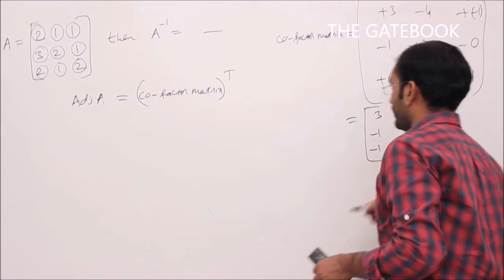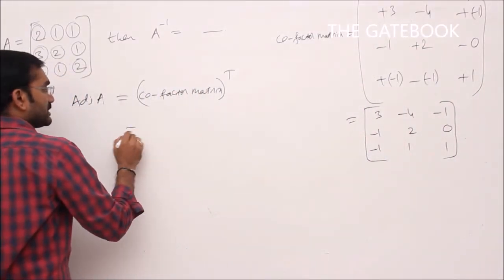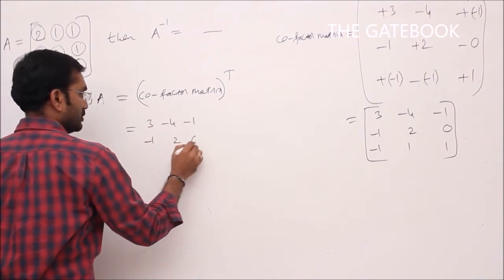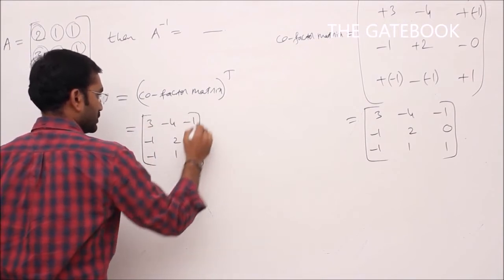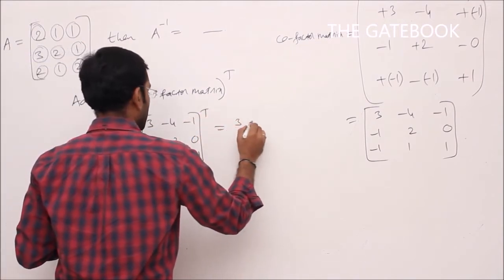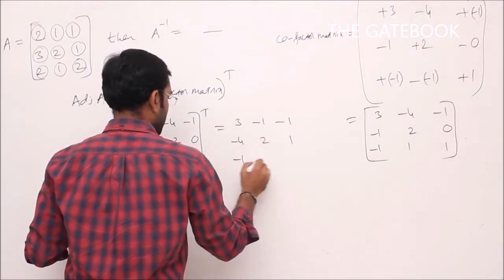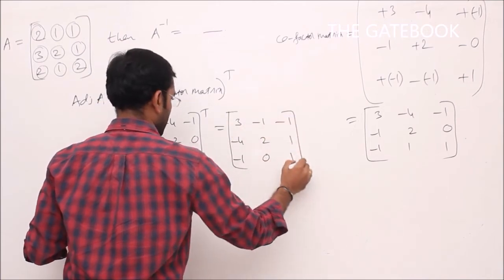Now to find adjoint A, we need to find the cofactor matrix's whole transpose. So 3 minus 4 minus 1, minus 1 2 0, minus 1 1 1 whole transpose is given by 3 minus 1 minus 1, minus 4 2 1, minus 1 0 1. So this is the adjoint A.